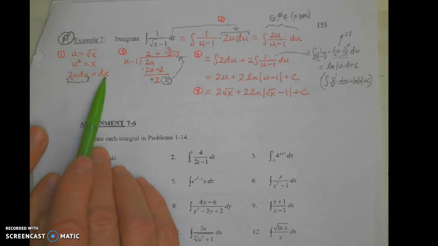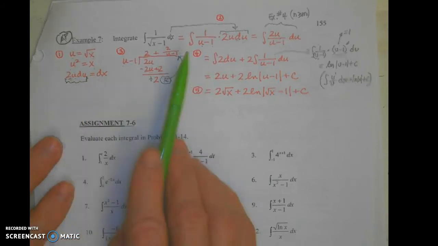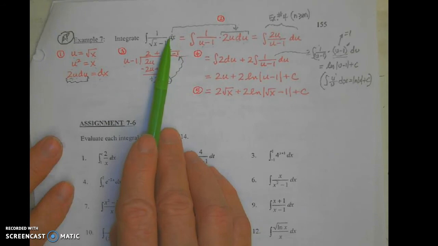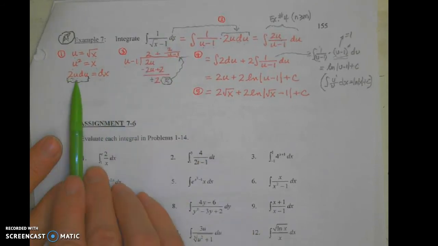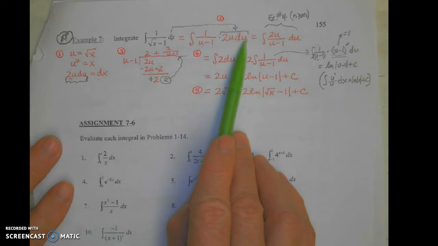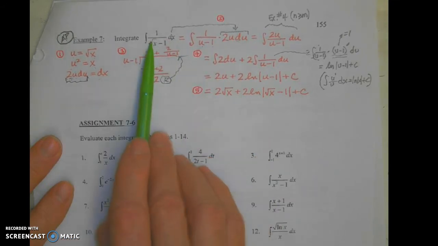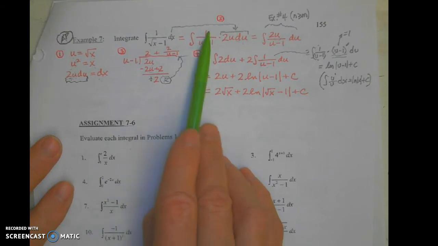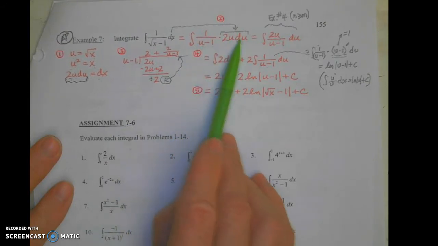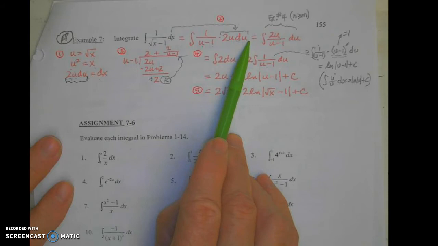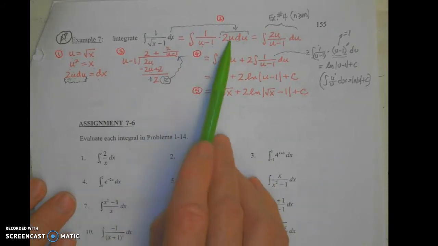Once I've done that, I'm going to use that information for step 2. If you look at dx right here, I can replace dx with 2u du. So I put 2u du in the dx position. Now I replace square root of x with u, and I have 1 over u minus 1, 2u du. And that is going to be step 2. Just substitute in.